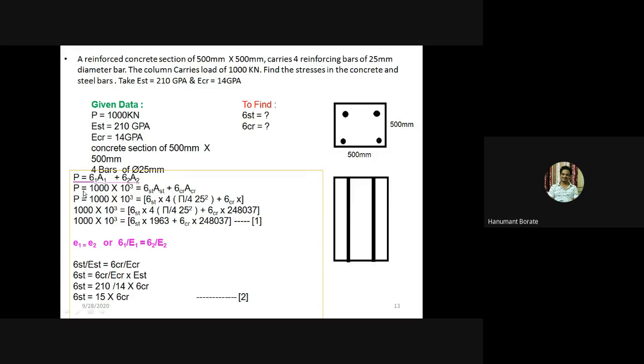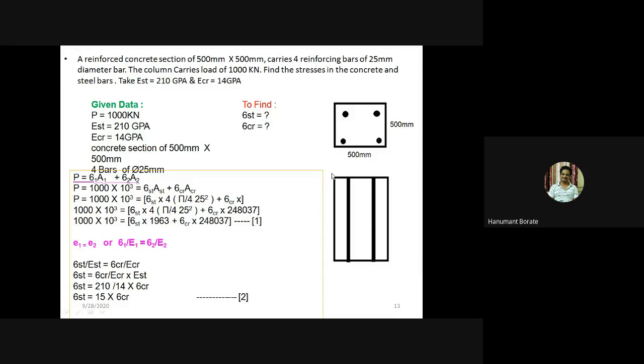The value of P is given as 1000 kilonewton, that is 1000 into 10 raised to 3 to convert it into Newton. This equals sigma_st into A_st plus sigma_concrete into A_concrete, where we have taken member 1 as the steel member and member 2 as the concrete member. Now P equals 1000 into 10 raised to 3 equals sigma_st times the area of steel, which is 4 into pi by 4 into 25 square.